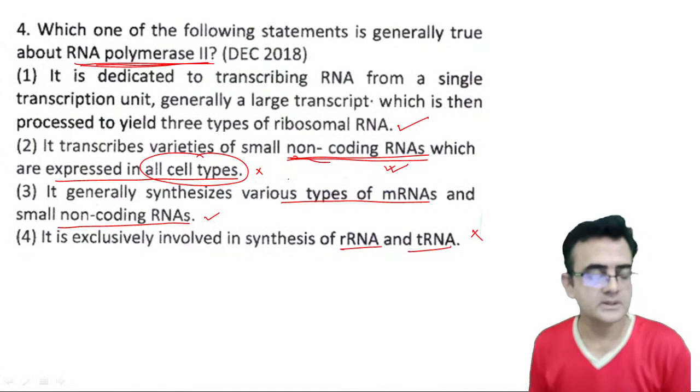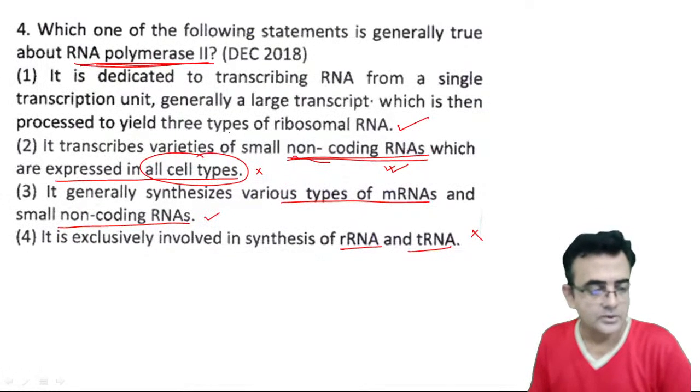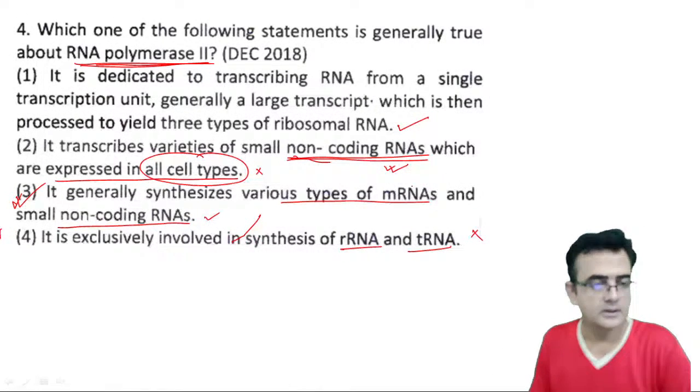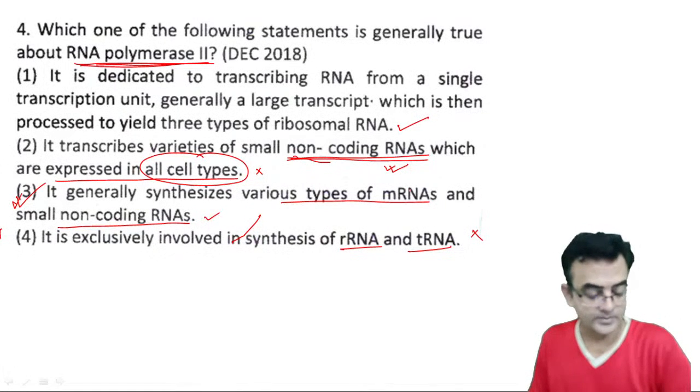RNA polymerase 2 synthesizes mRNA. So the correct answer is the third option, right? I hope you are getting it. So all the different kinds of non-coding RNA are synthesized by RNA polymerase 2, but not in all types of cells, right?